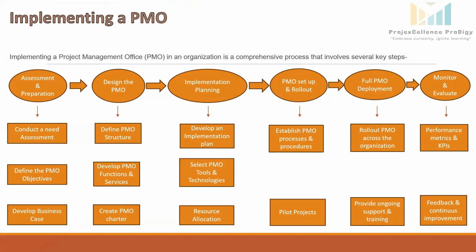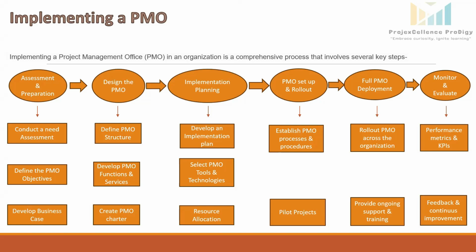Develop PMO functions and services. So we will define the core functions of the PMO like project governance, resource management, training and support. And we have to create a service catalog of services the PMO will provide to the organization like project management tools, templates, and best practices.